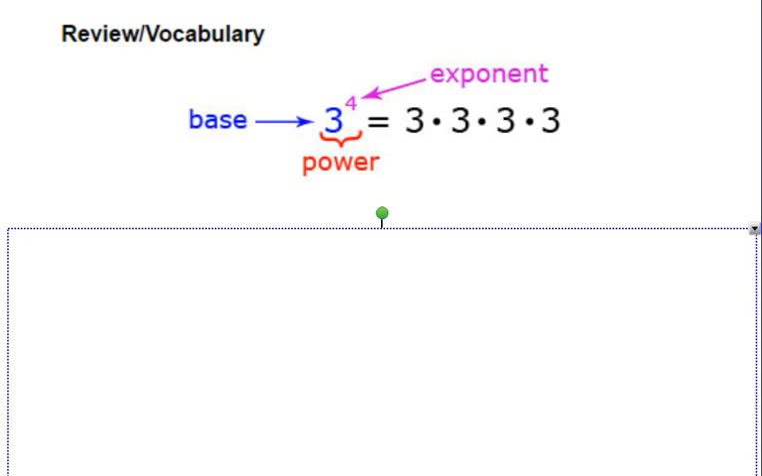So first off, we've talked about what a power is. This whole thing here, this big 3, little 4, that whole thing is a power. The little number up high is an exponent, the bottom number is the base. The base is the number that we are multiplying by itself, however many times the exponent says.